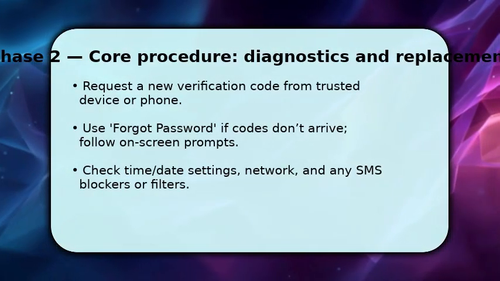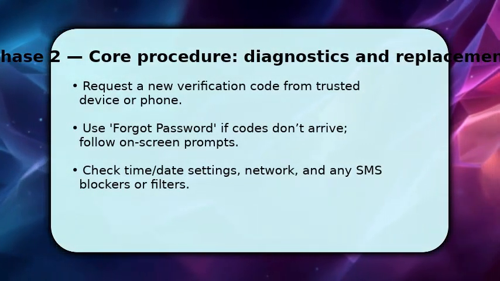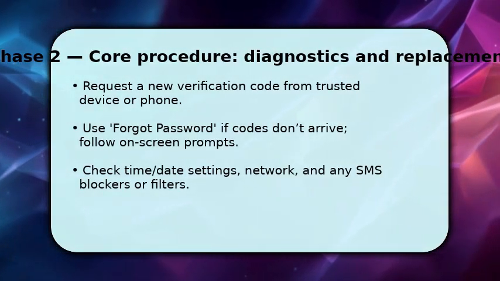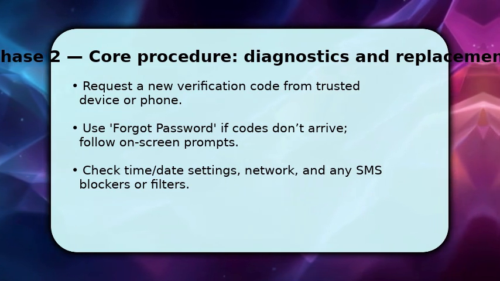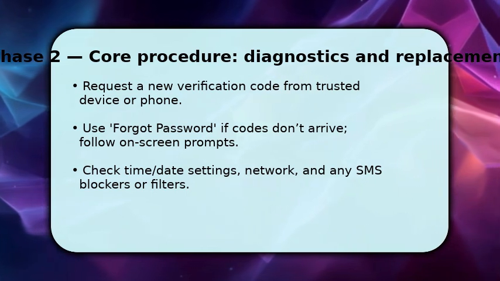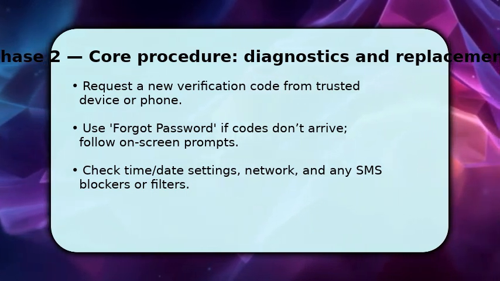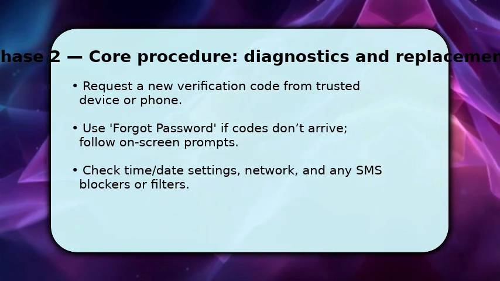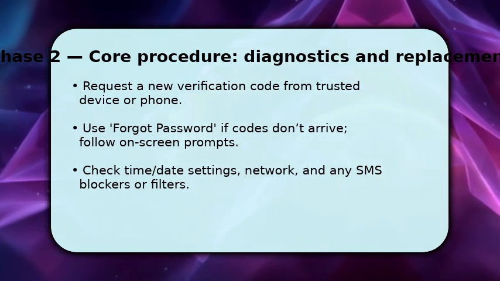Now request a new verification code. Use a trusted device via Settings or select Send Code to your phone. Codes expire quickly, so act fast. If codes don't arrive, choose Forgot Password and follow the guided verification, which may ask security questions or use account recovery. This is slower but effective.